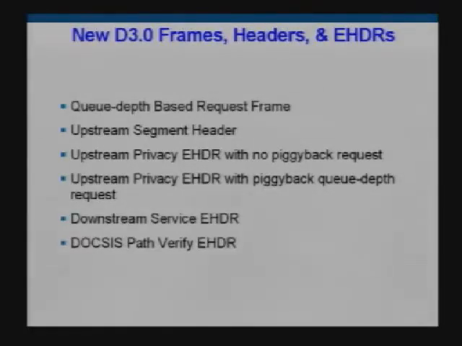So these are some of the different frames and headers introduced with DOCSIS. Because of the upstream channel bonding, there are new headers introduced to support upstream channel bonding, something called a Q depth based request frame. We will see the details of it when we talk about upstream channel bonding. And another important extended header is the downstream service extended header, which plays a key role in downstream channel bonding as well as multicast enhancements with DOCSIS 3.0.